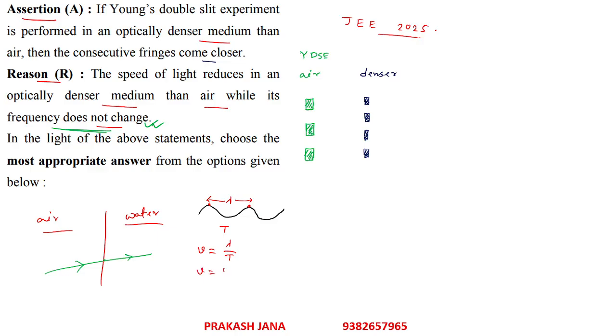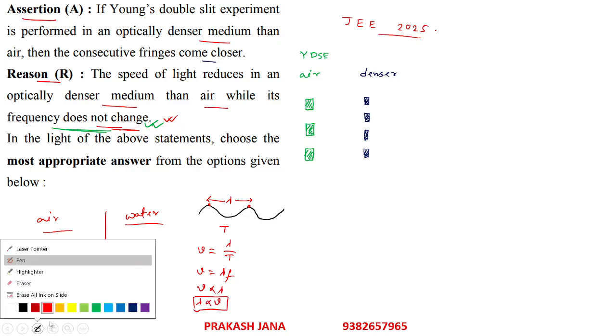So V is equal to lambda over T, and we can write 1 by T as frequency f. So the speed of a wave V is equal to lambda times frequency, and frequency does not change. It depends only on the source of the wave. As long as the source is not changing, the frequency of the wave will not change. Frequency is constant, so V is proportional to lambda, or lambda is proportional to V.